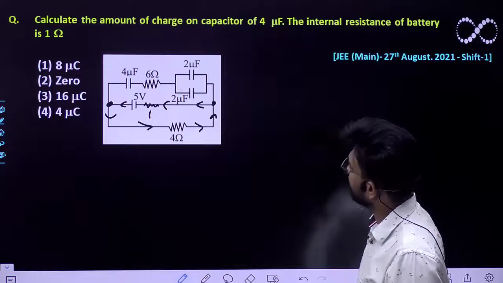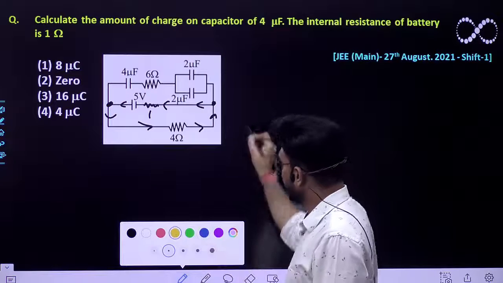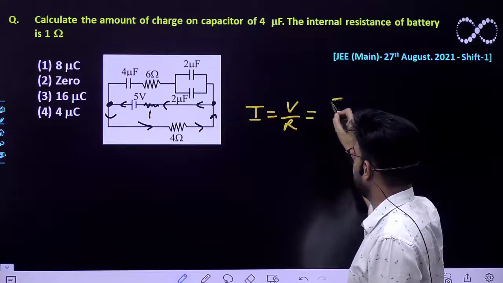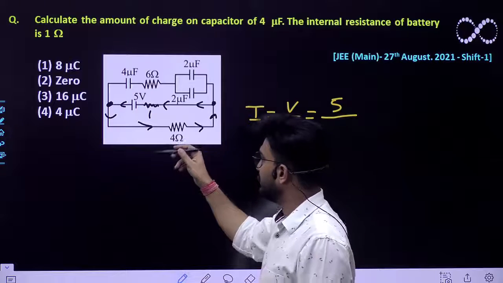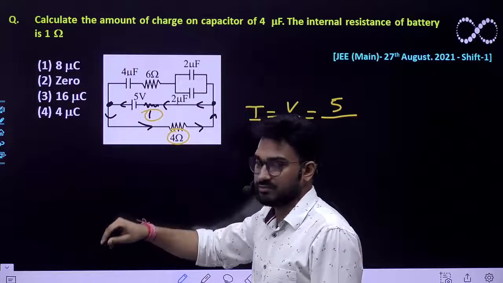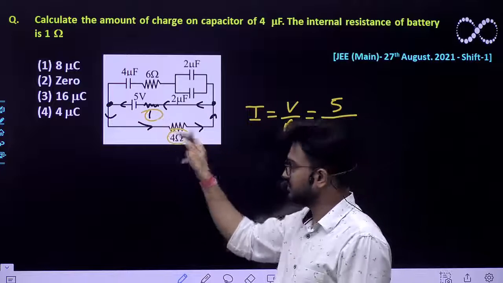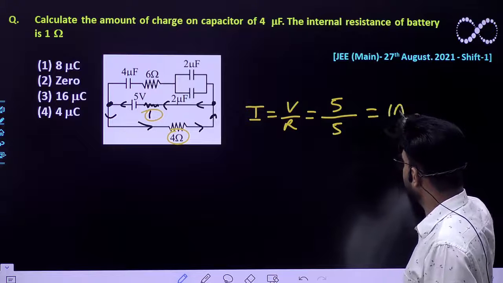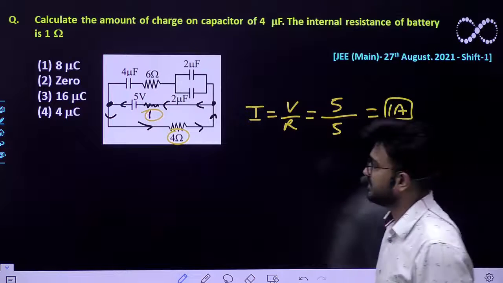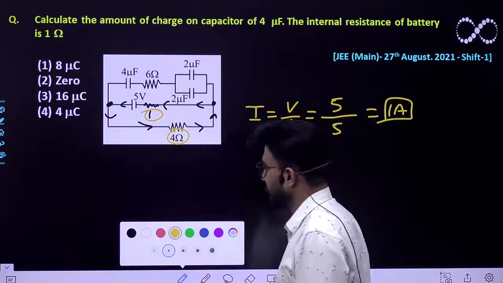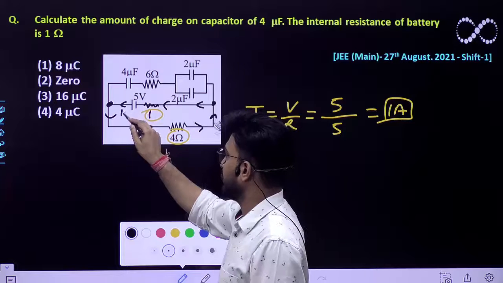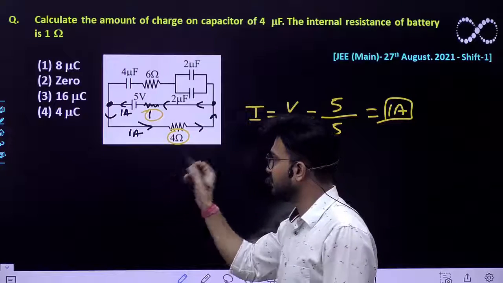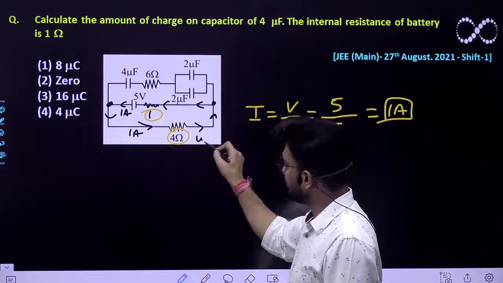So what would be the current supplied by the battery? We know that current supplied by the battery would be equal to V by R, where V is the battery voltage divided by the equivalent resistance. So the equivalent resistance would be 4 plus 1 ohm, which is the internal resistance of the battery. Because these two would be in series, it would be 5. So eventually you'll get 1 ampere as the current supplied by the battery. Now the battery supplies a current of 1 ampere, and again it goes just like this. So the potential drop across the 4 ohm resistance would be 4 volt, don't you think?